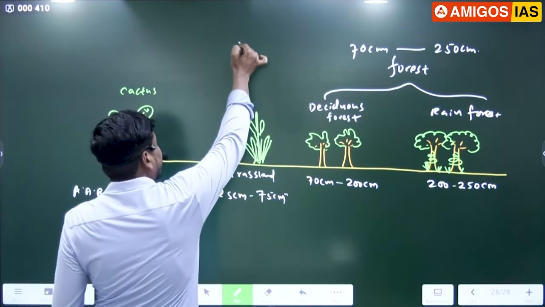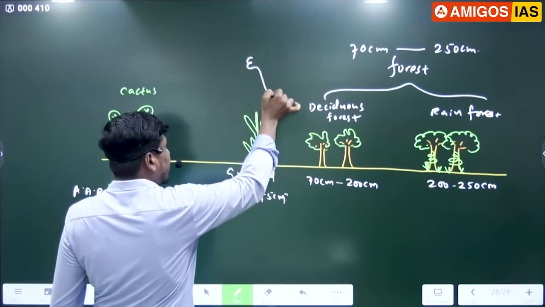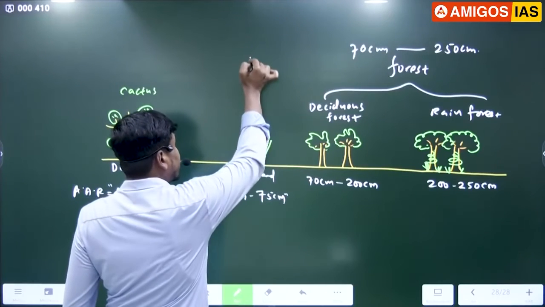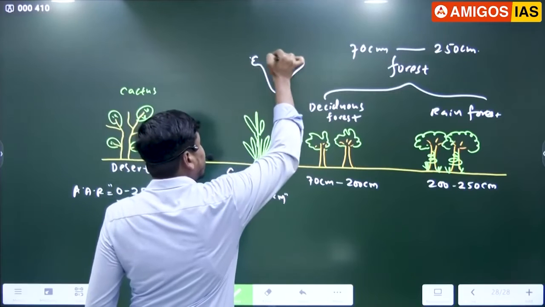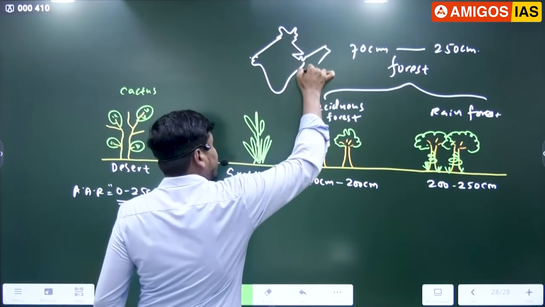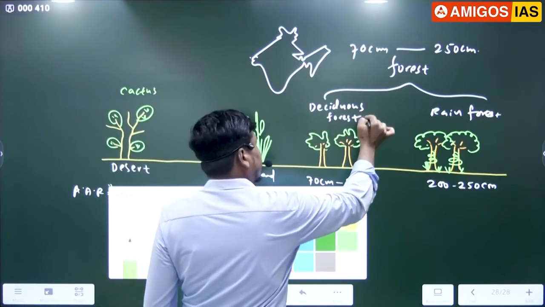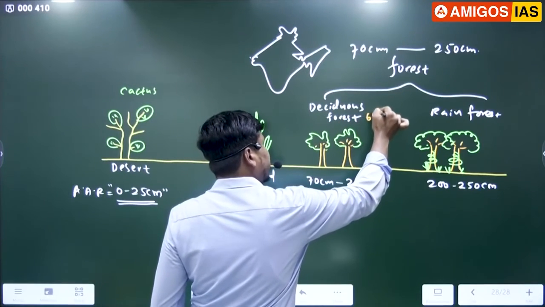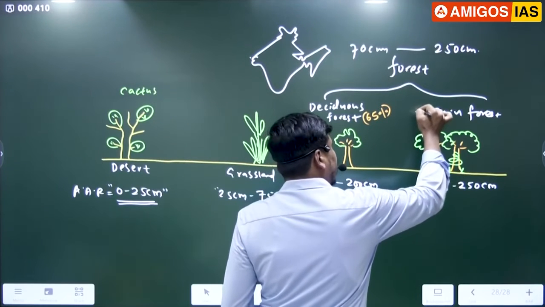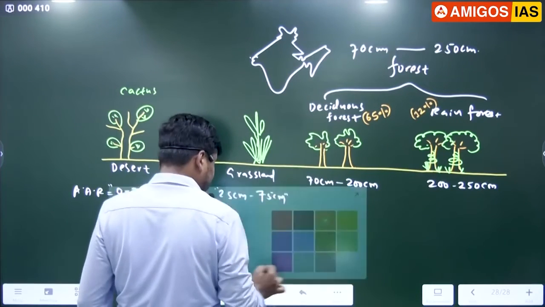Okay, so when you compare the different parts of India, in the entire India, only 4 places have rainforest. The rest of the country mostly has deciduous forest. In India, deciduous forest is maximum: 65% of India's total forest is deciduous forest. And only 12% is rainforest, and that 12% is found in 4 areas.